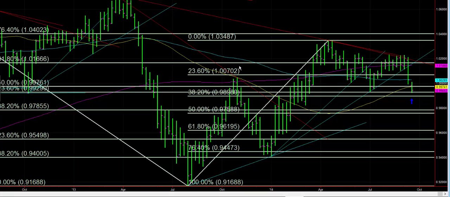However, on the downside, we have other levels such as this 38.2% level, that's 0.9898, and below there we would test 0.9785.